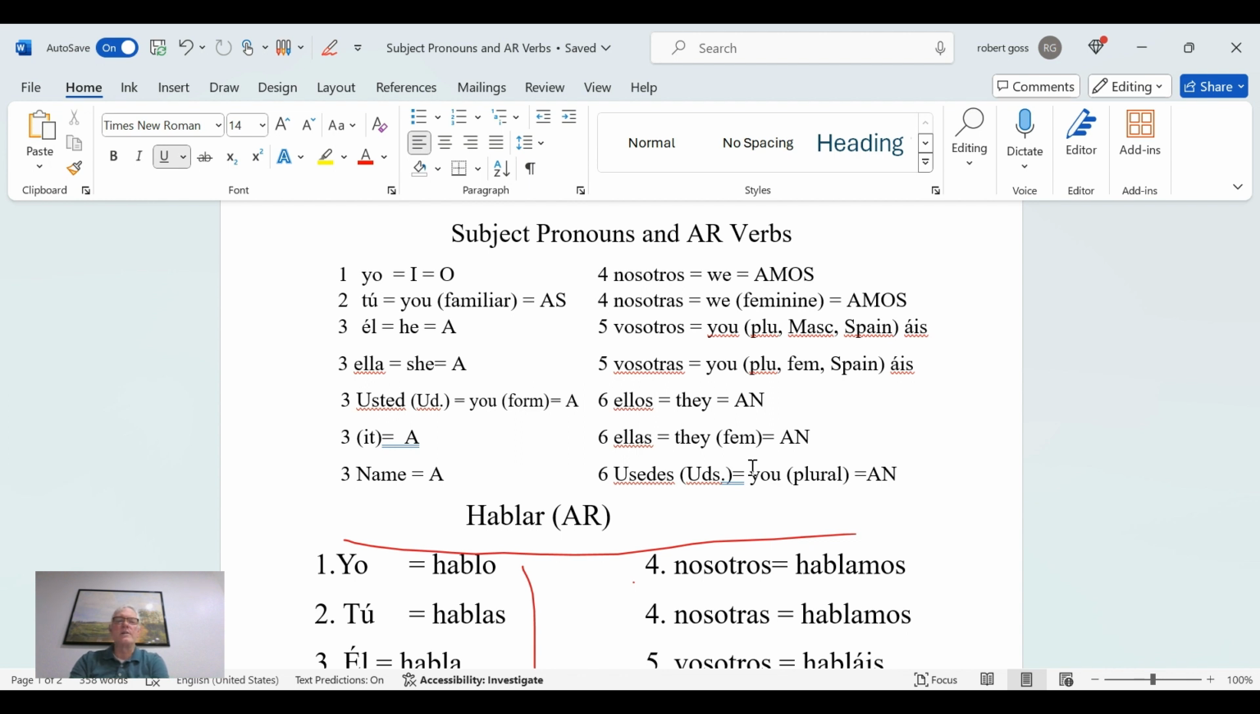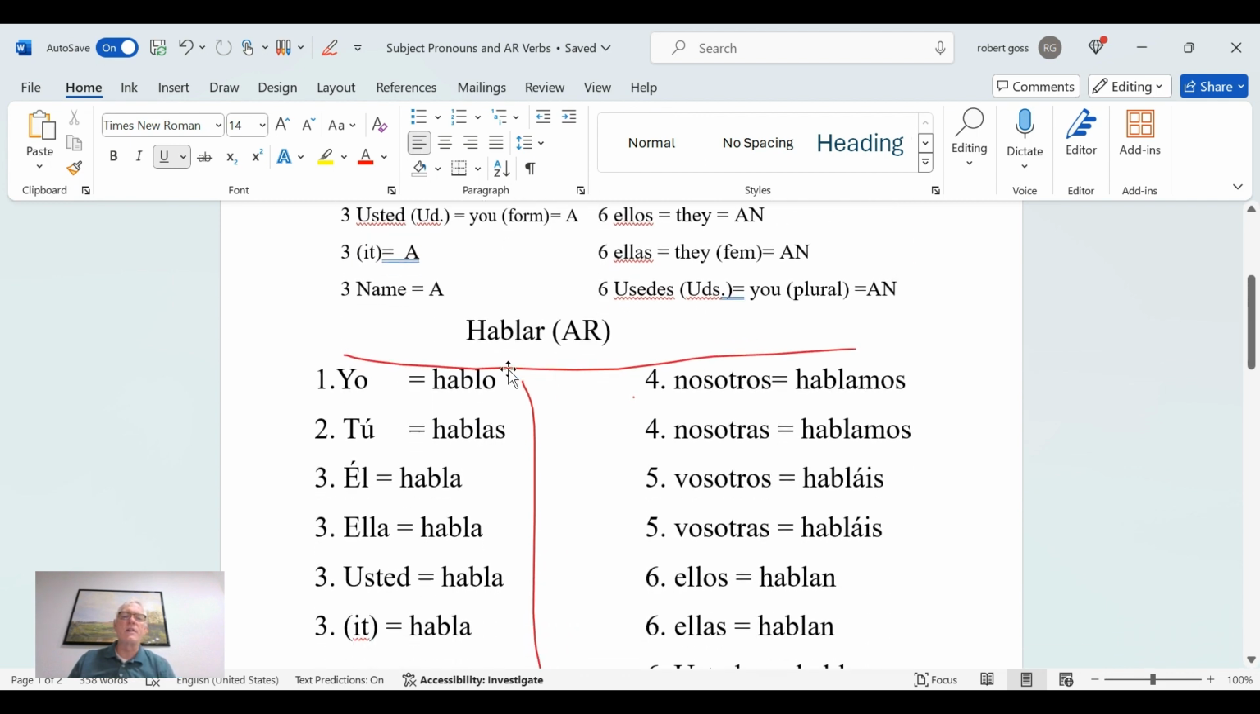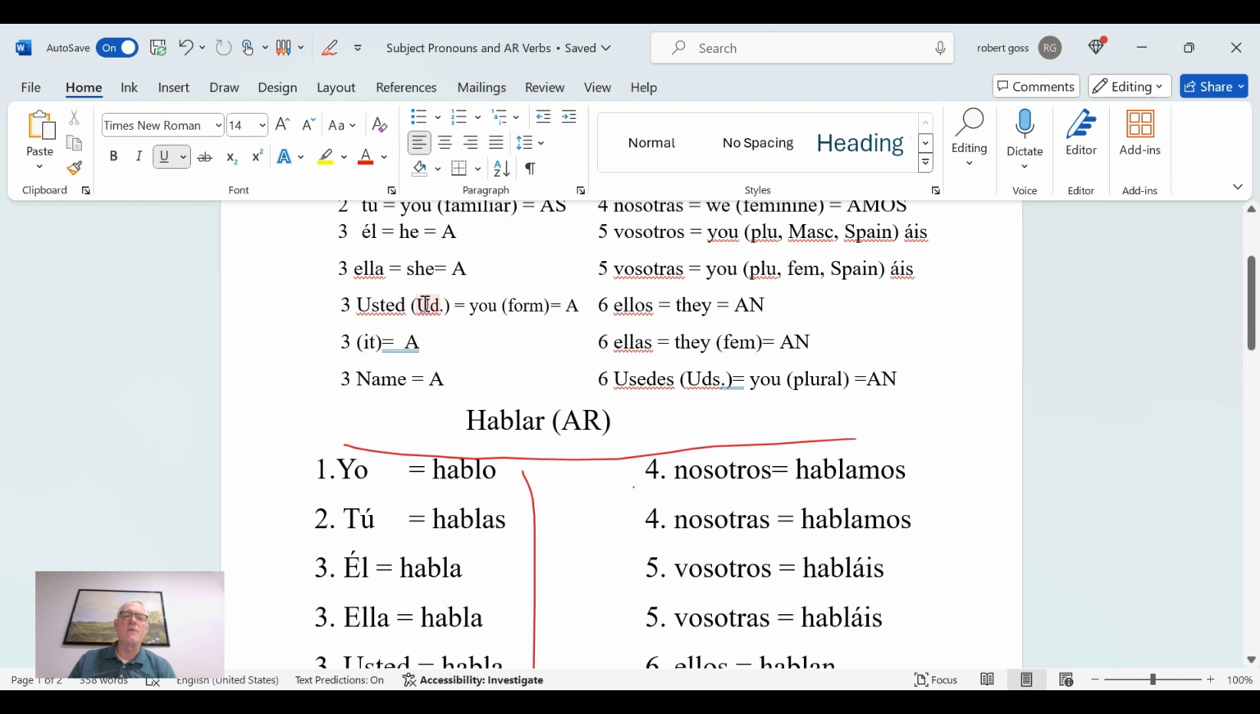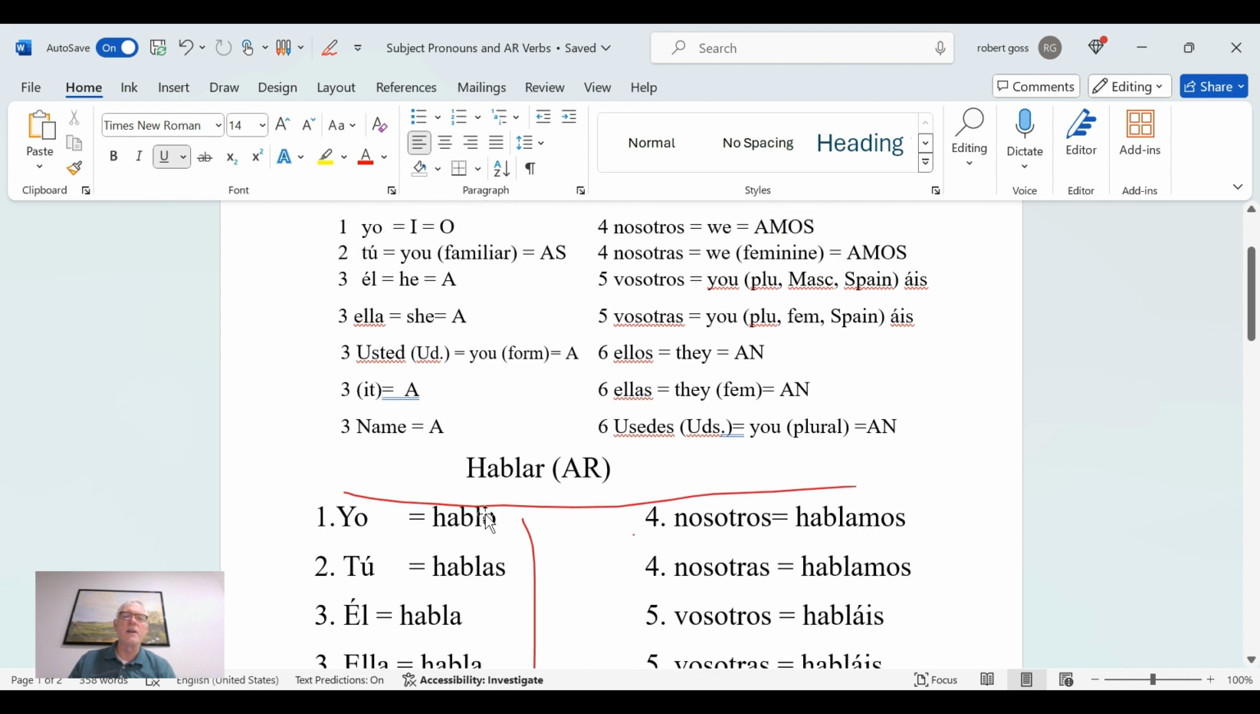Okay, let's go back and talk about the subject pronouns. Number 1, yo, that means I. We could take any AR verb and cross off the last 2 letters, the AR, and put an O. If you look down at the chart below, I have yo, and with hablar, I crossed off the AR and put an O. And so I have yo hablo, that means I speak or I talk. With any verb that ends with an AR, if we cross off the AR and put an O, that means I do the action of that verb.